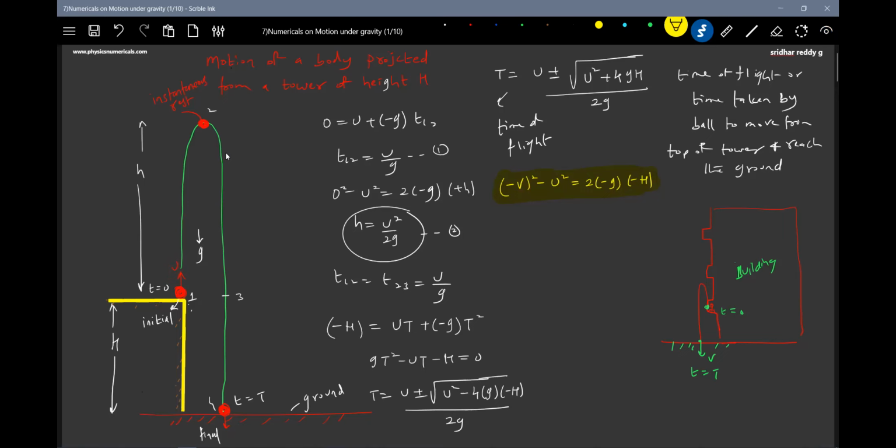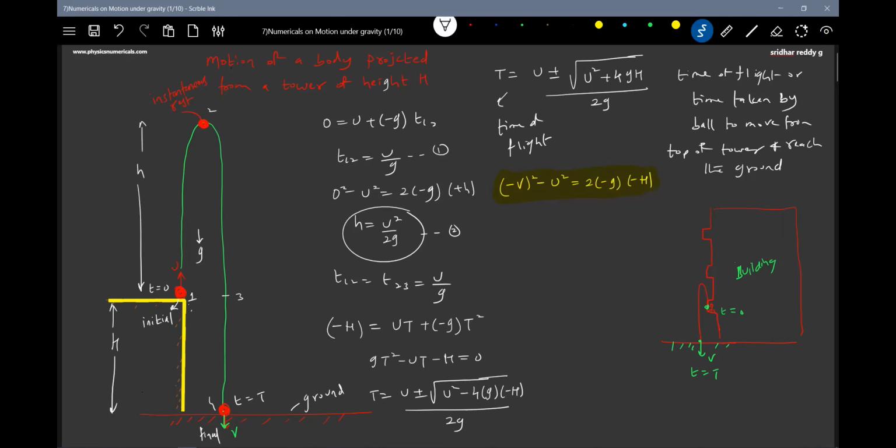Not visible. I'll make it other contrast colors. Okay, look at this velocity, final velocity. It is directed opposite to initial velocity, so therefore it will be negative sign. Why g negative? Directed opposite to initial velocity, so therefore negative sign. Why h negative? The displacement is opposite to initial velocity.